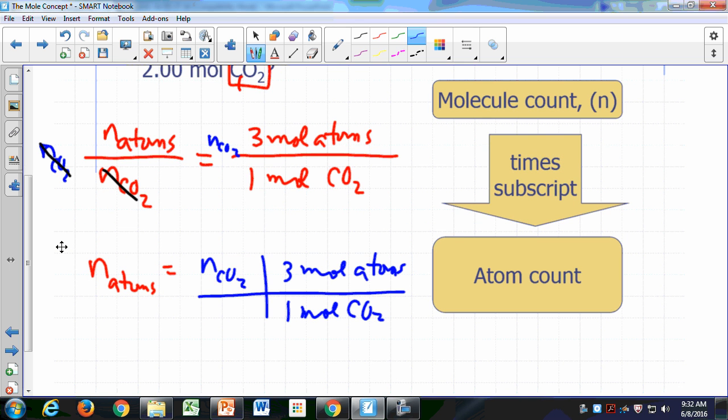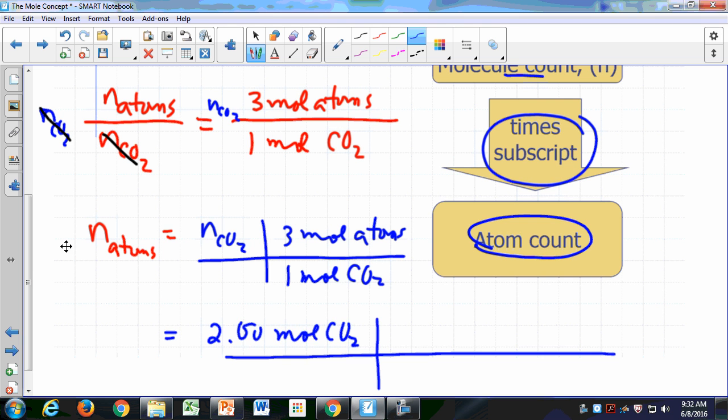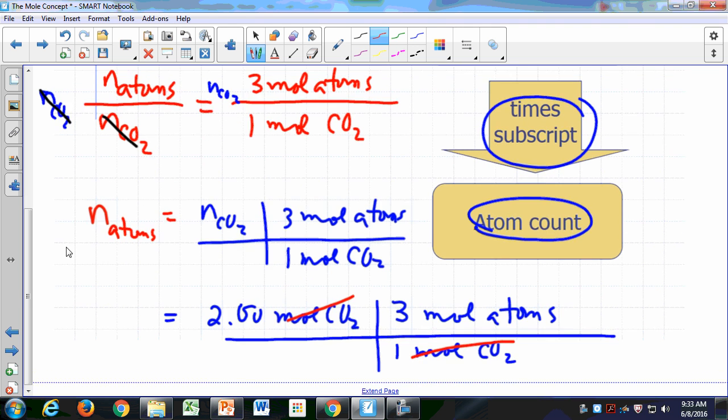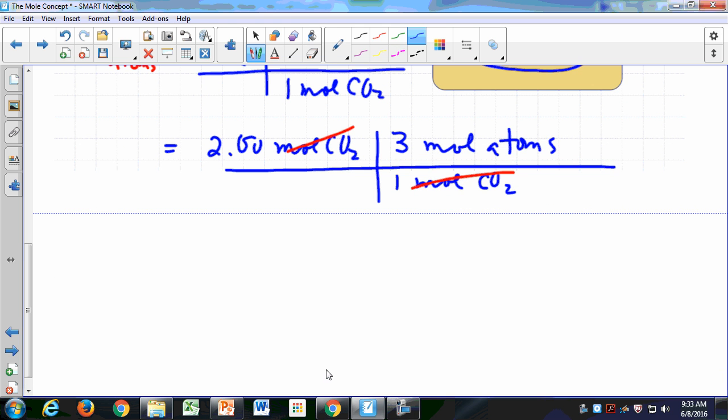So essentially, you're just multiplying this molecule count. You just multiply by the total subscripts of all the atoms in the molecules to get your atom count. And so multiply that by 3. You get 2.00 moles of CO2 times 3 moles of atoms over 1 mole of CO2, and mole CO2 cancels out. Okay, so you would say 2.00 times 3, that's 6.00 moles of atoms.